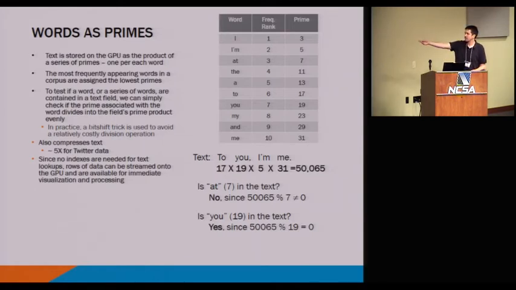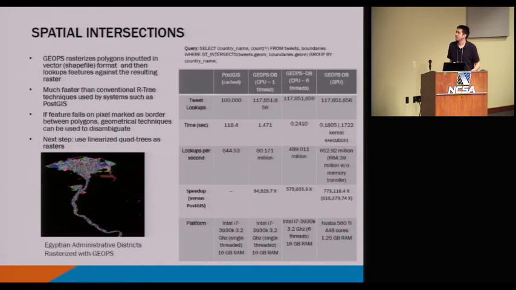And then you can check if any word is in the tweet by performing a mod operation, checking for even division. So is "at" in the text? No, because 7 doesn't divide evenly into 50,065. "U", yes. We don't actually do division because you can just do bit shifts, which are a lot faster, but that's the idea.